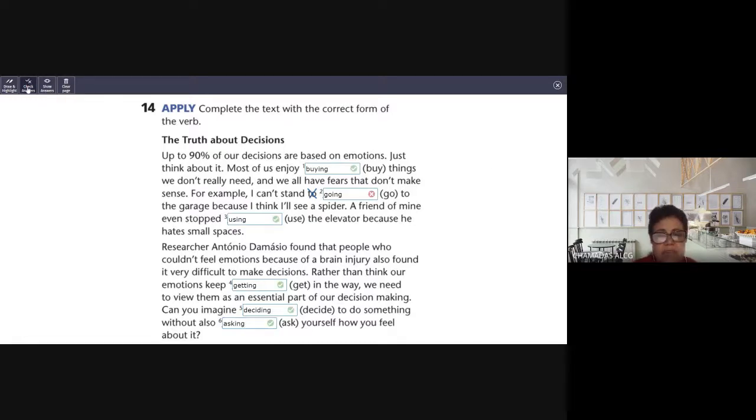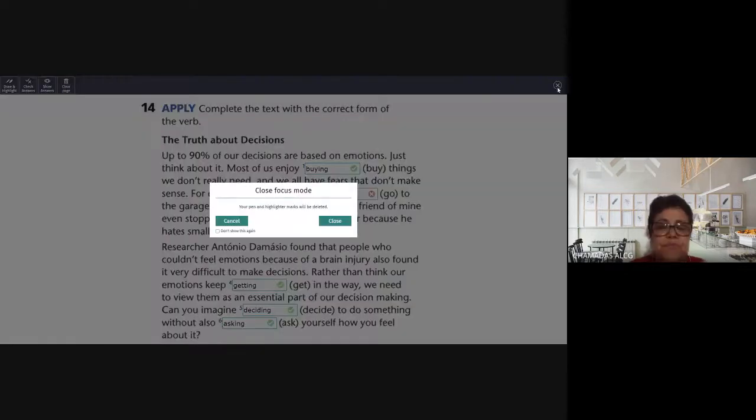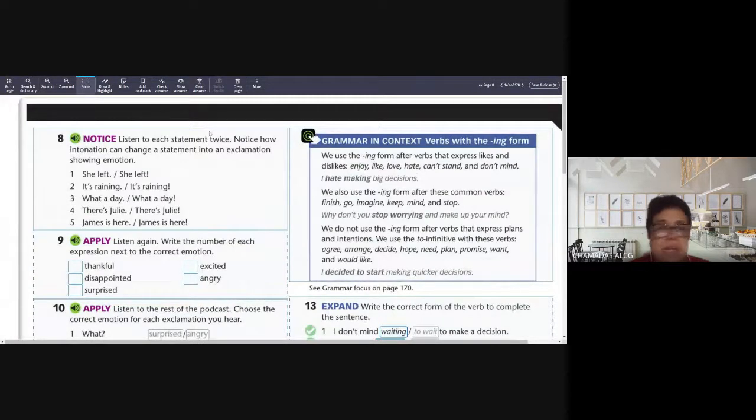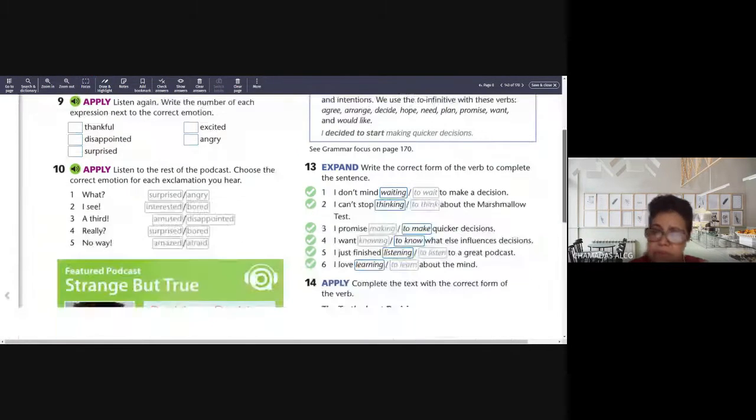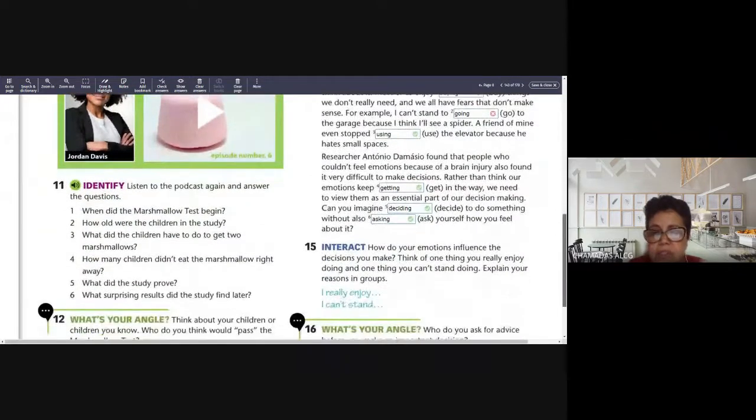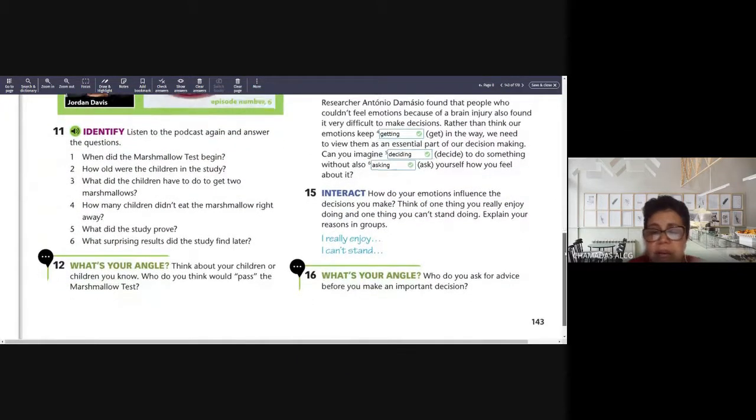So let's check the answers, people. Yeah, here it's a typo. I can't stand going to the garage because I think I'll see a spider. Okay, so here number 2 is not wrong. The book is wrong, okay, guys, because after I can't stand, I use a gerund. That's a mistake from the book. All right.